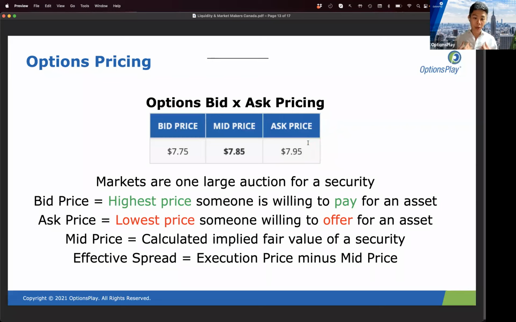So what we measure here at OptionsPlay is not just the bid-ask spread. We measure what's called the effective spread. That's the difference between the execution price versus the mid price. So let's say someone comes in and offers a price of $7.90, and let's say that trade gets executed. What we look at here is the difference between the mid price and the execution price, not the difference between the mid price and the advertised price. And by looking at the effective spread and looking at where trades actually are executed, that gives you insights into how to place your orders.